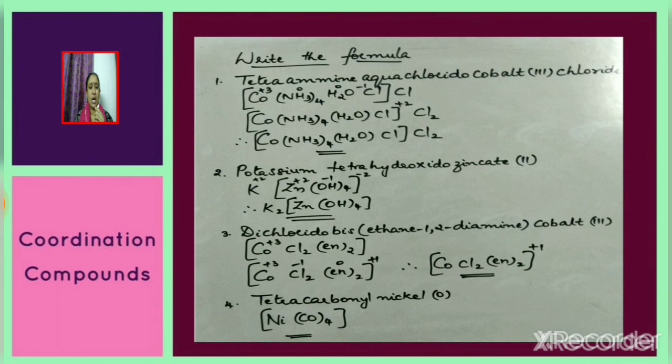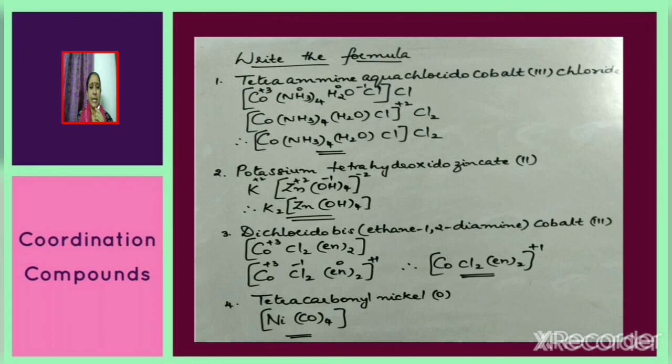Next, we shall see how to write the formula of the complex compound if the IUPAC name is given. For example, consider the first one. The IUPAC name of the compound is given to be tetraammine aqua chlorido cobalt(III) chloride. From the name, it is clear that 4 ammonia molecules are present as ligands, a water molecule is present as a ligand, and chlorido is also present as a ligand.